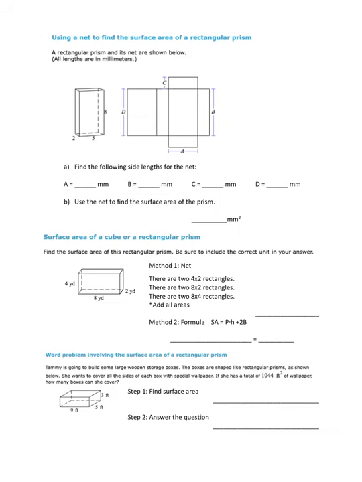Now we're going to use a net to find the surface area of a rectangular prism. Rectangular prism is a fancy way of saying box. You take a tissue box, let's just say a long box, and you break it apart. You're going to get short pieces, long pieces, wide pieces, and narrow pieces. That's what we're doing here.